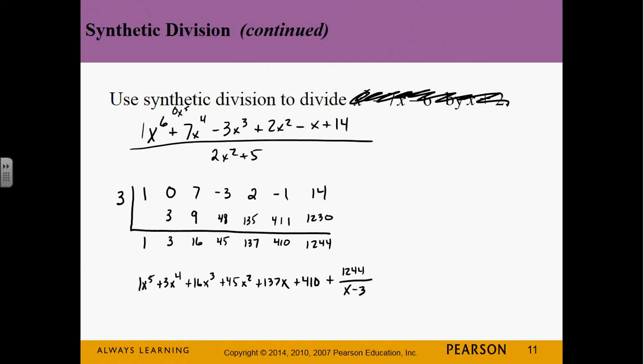It would work if I have, say, x divided by x, which in that case would probably still be simpler. If you had 3x by itself, would you do synthetic division? Well, if you just had a monomial, no, there's no reason to do it, because you would just split it up into x to the 6th divided by 3x, 7x to the 4th divided by 3x. You would just separate it into separate fractions. There'd be no reason to do it.